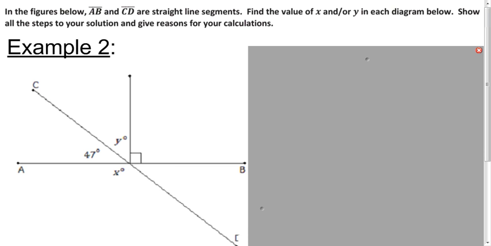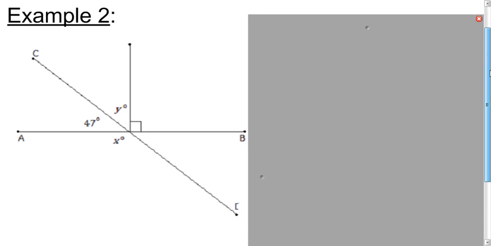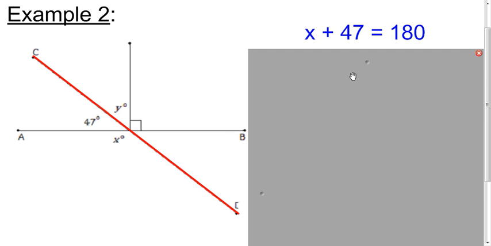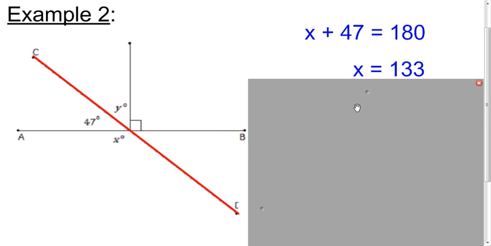So to find x, we're told A, B, and C, D are line segments. It looks like, to me, the easiest way to find x would be to look at this segment, because we have x degrees and 47 degrees. That's got to be 180. Right, those are supplementary. And so you get 133 for x.